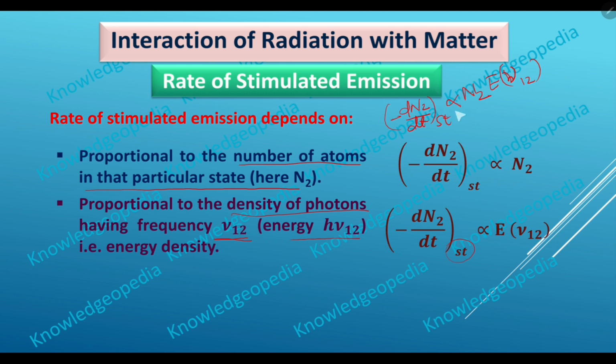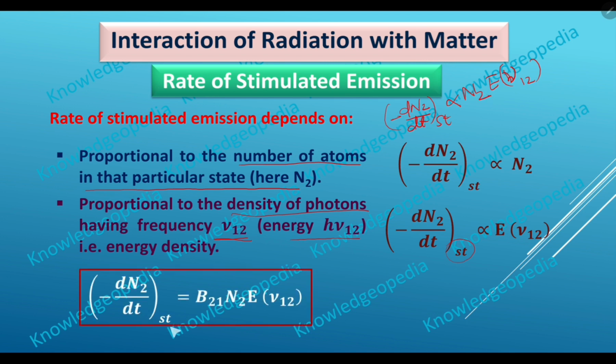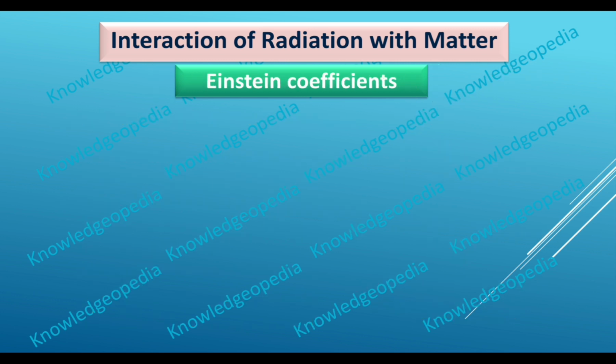Okay, so if I remove this proportionality sign, I have to multiply with a constant. So I can write minus dN2 by dt, stimulated emission, is equal to B21 N2 E nu12. Here this B21 is known as the Einstein coefficient of stimulated emission. So these are the three rates of different types of transitions occurring in the interaction of radiation with matter.